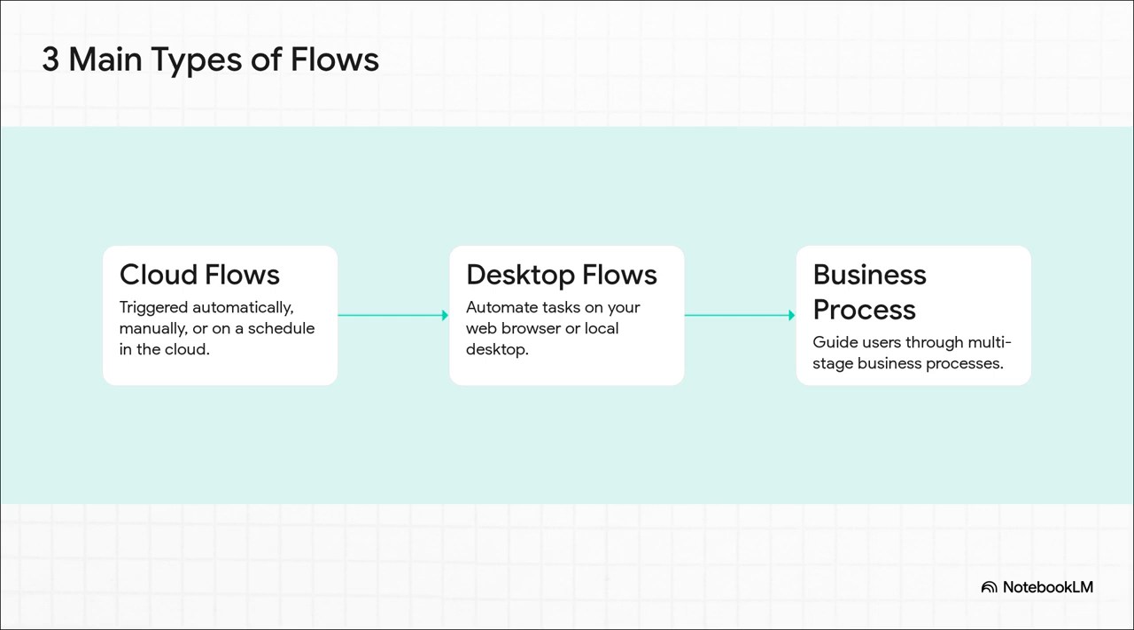These are your bread and butter. They can be automated, like when a new email arrives. They can be instant, like pressing a button, or they can be scheduled, like a report that runs every single Friday. Then you have desktop flows. These are for automating tasks right on your computer, which is perfect for those old-school legacy applications that don't have a modern API. And finally, there are business process flows, which are kind of like a guided tour for users, walking them through a standardized business process step by step.